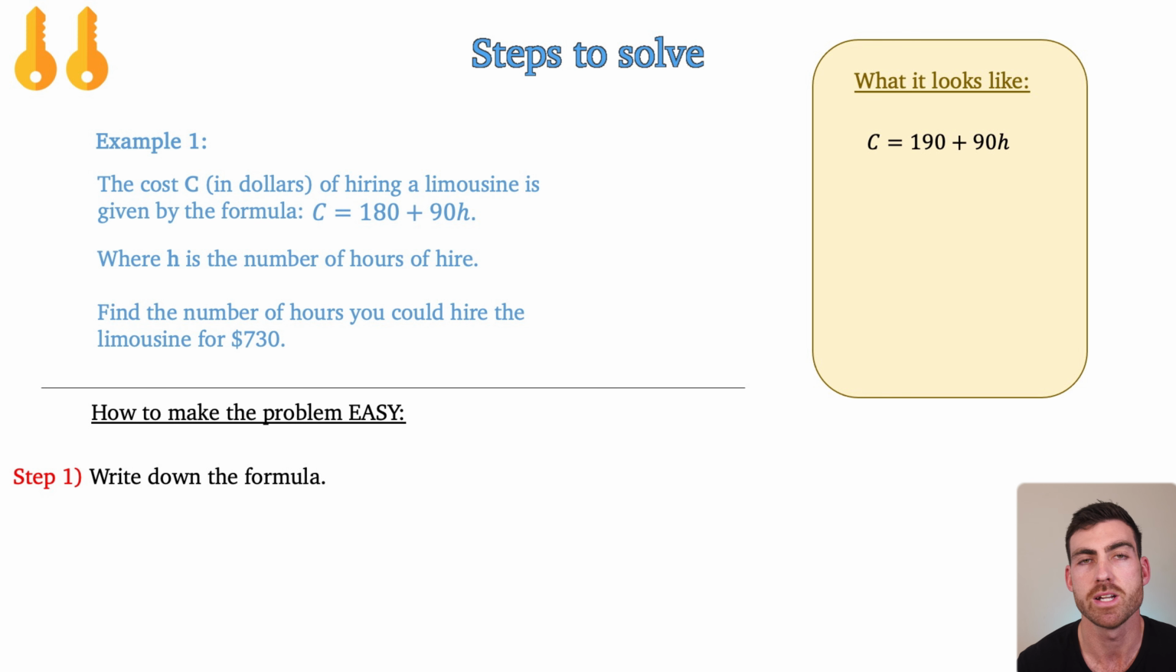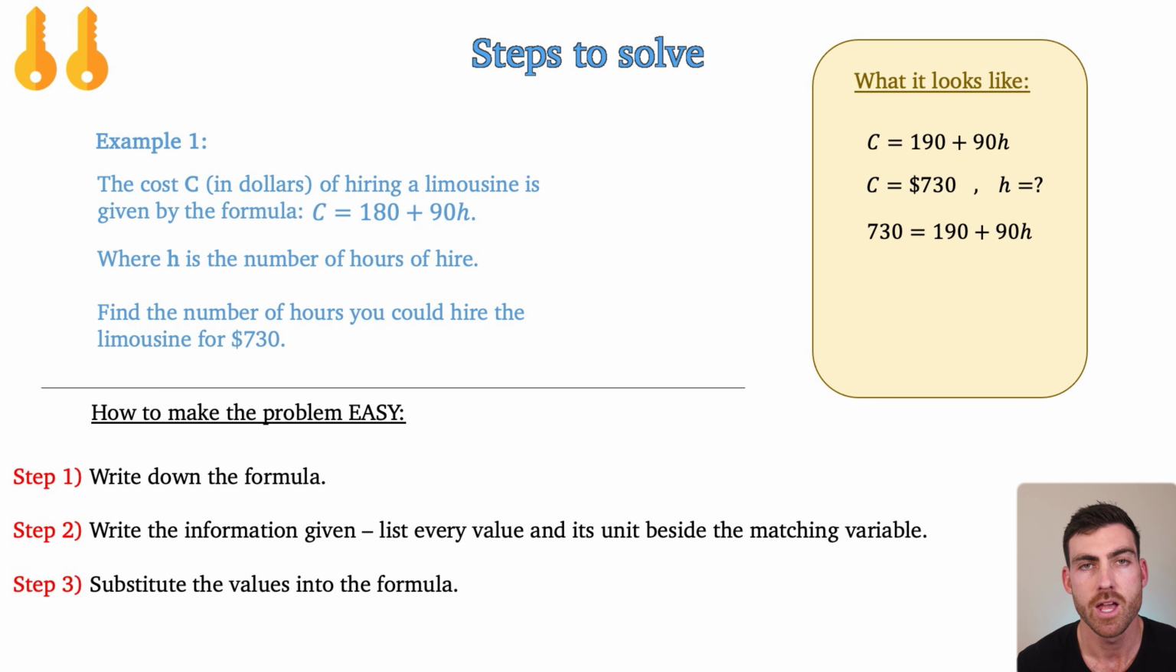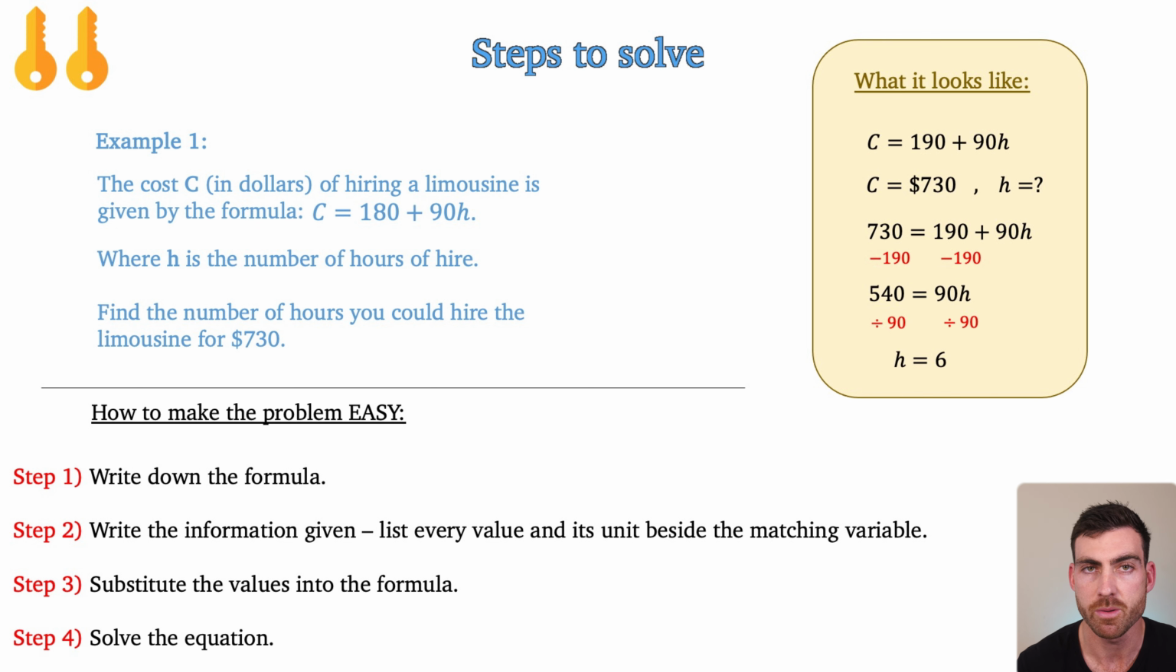Step 1, write down the formula. Step 2, write down the information given. List every value and its unit beside the matching variable. Step 3, substitute values into the formula. Step 4, solve the equation and write the final answer with units.